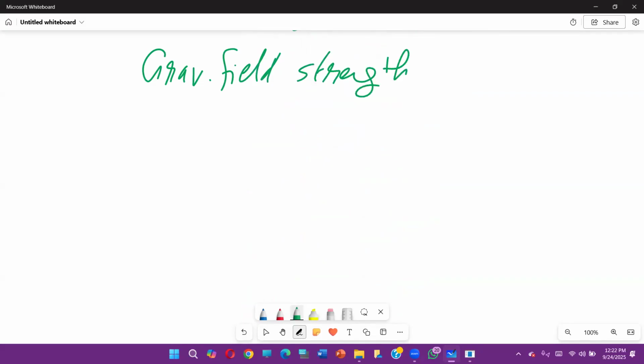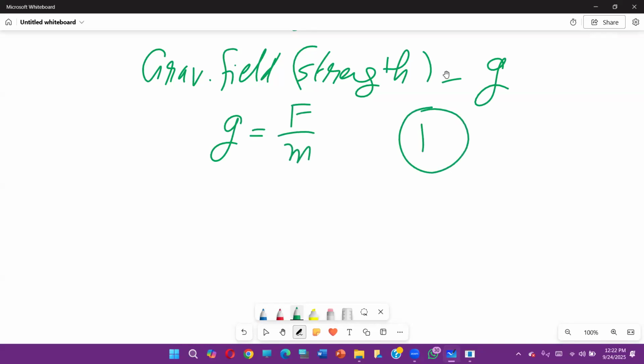I move to one of their favorite definitions, gravitational field. Nowadays, is he using the word strength? He's using only the words gravitational field. And they say, okay, you should remember gravitational field strength, the symbol g. Definition: gravitational field strength is the force per unit mass.